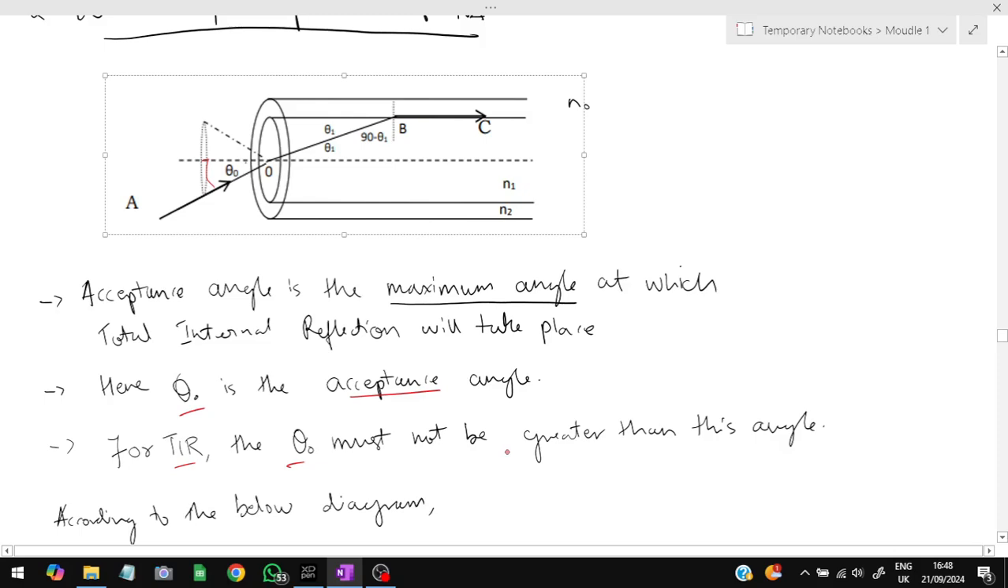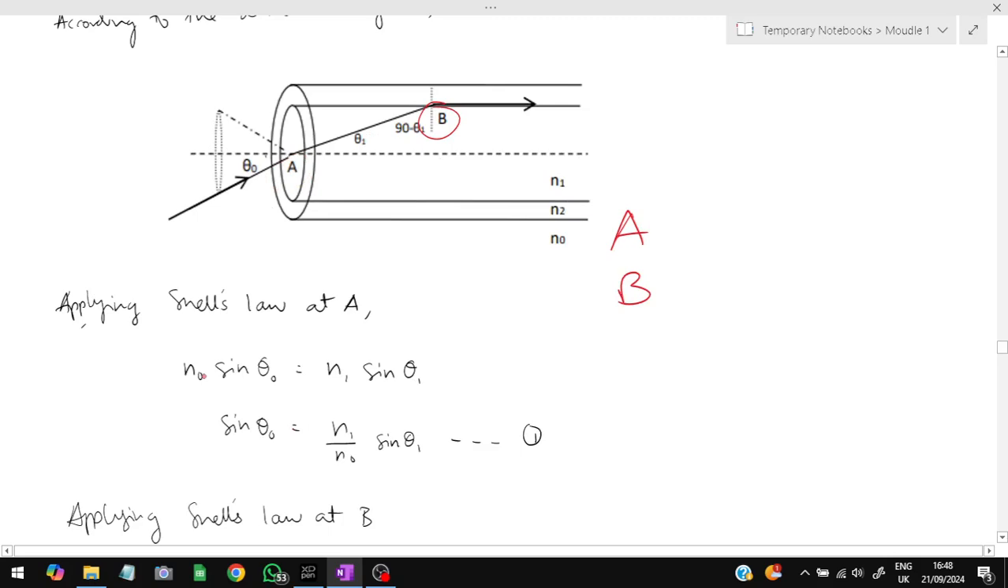This diagram I have taken again below for the derivation purpose. Now at 2 points we have to consider Snell's law. First is point A and second is point B. What is N naught? N naught is the refractive index of air. This is air, this is the cladding, which is N2, and this is the core, which is N1. At this point, it will be N naught into sin theta naught is equal to N1 into sin theta 1. So sin theta naught is equal to N1 by N naught into sin theta 1. This is equation 1. We'll be using it later on. Same thing we'll do at B also.